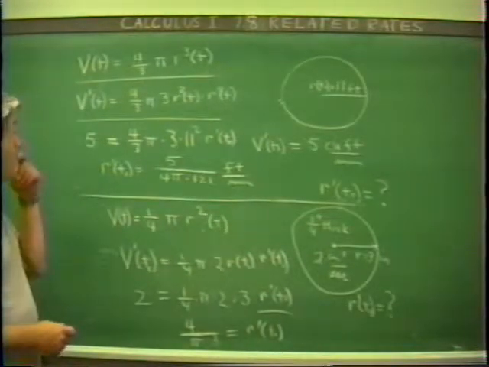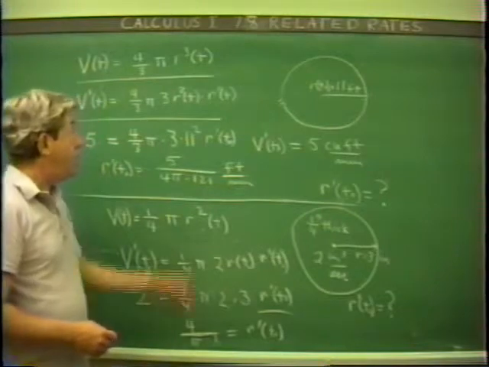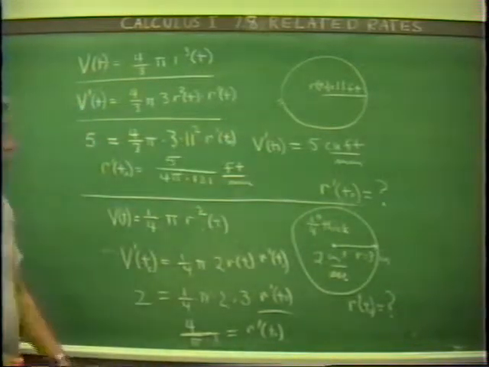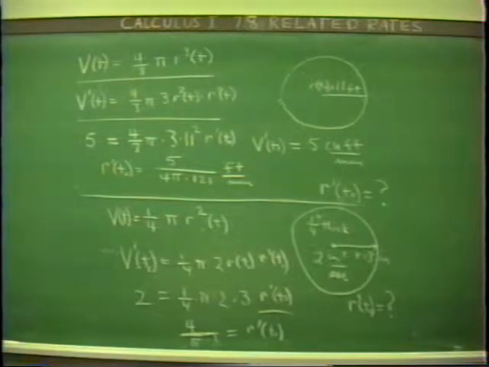So there are 2 examples of related rates involving circular type objects, a balloon and an oil slick or a pancake.